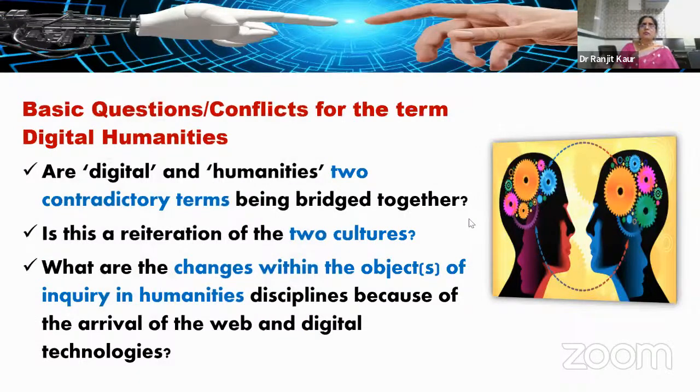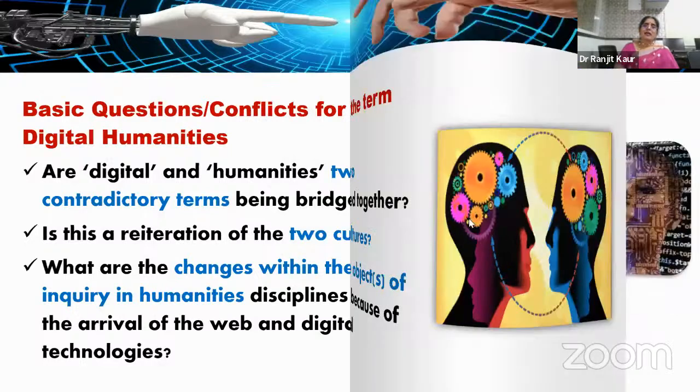I want to give you a few questions to ponder upon as we discuss this whole session. The first question is: are digital and humanities two contradictory terms, or are they being bridged together? Or is this a reiteration of two cultures? What are the changes within the objects of inquiry of the humanities discipline because of the arrival of the web, computational technologies, and digital technologies?